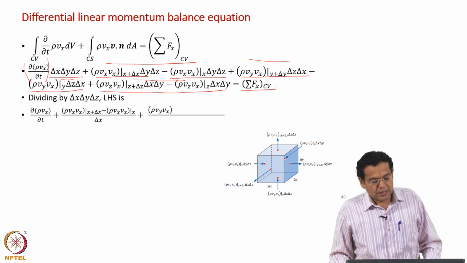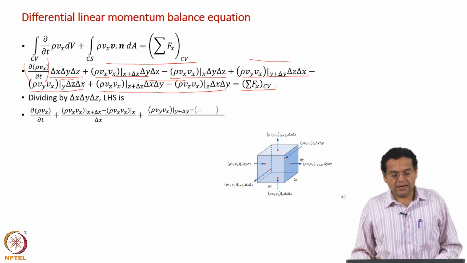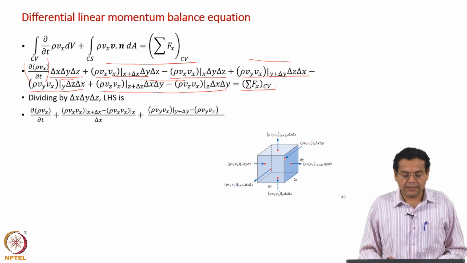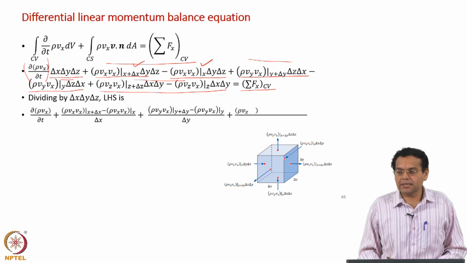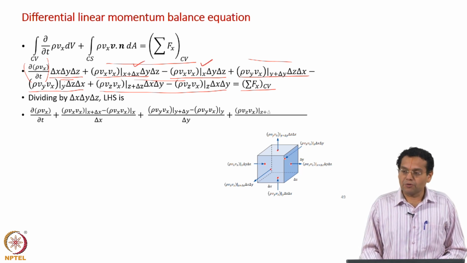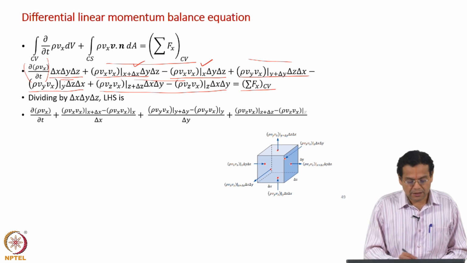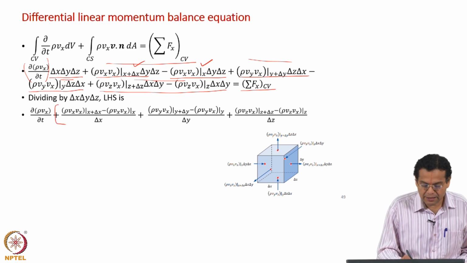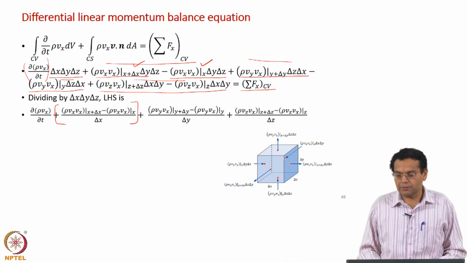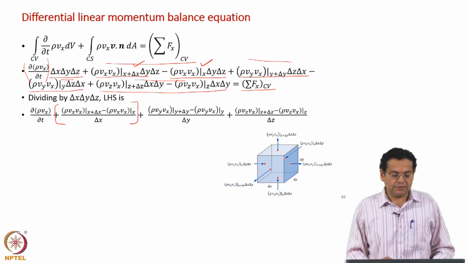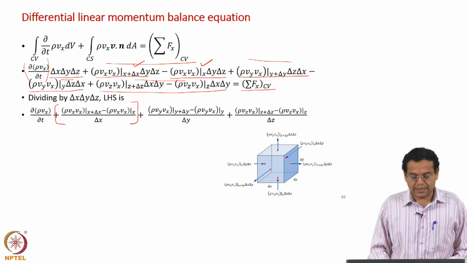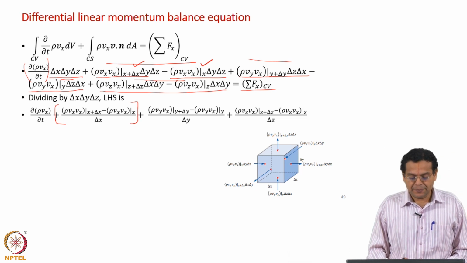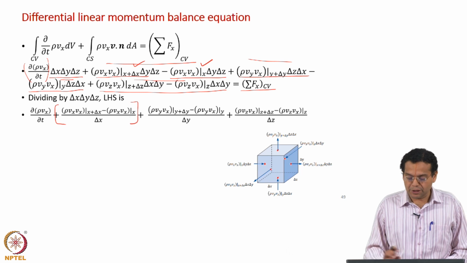Now the significance in the earlier terms was, for example, if you take these two terms, they represent net rate of flow of momentum leaving along x direction. Now this term represents the same significance per unit volume. So the significance of these two terms put together is the net rate of flow of x momentum leaving through the control surface per unit volume.